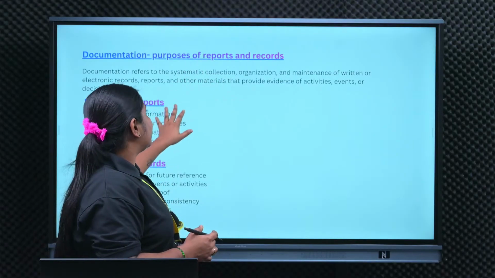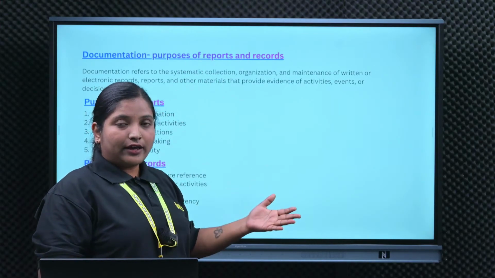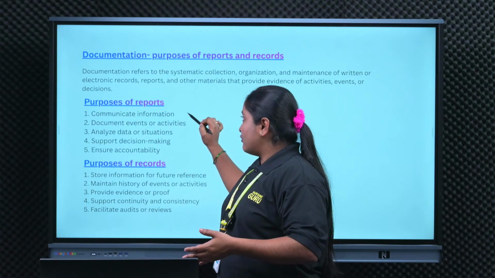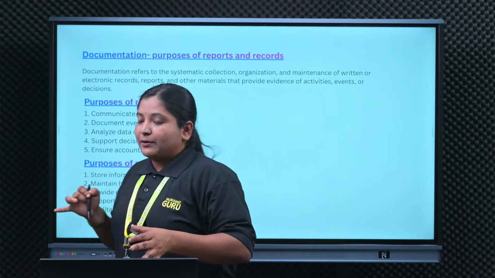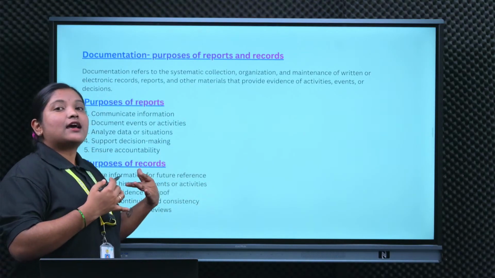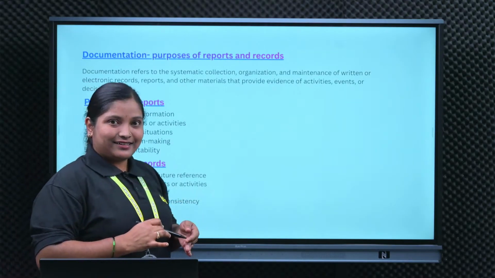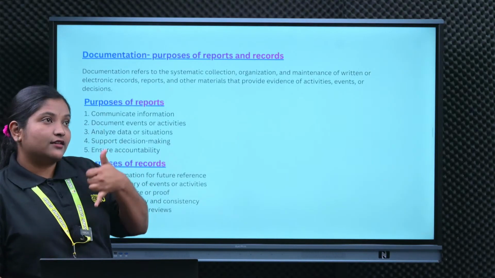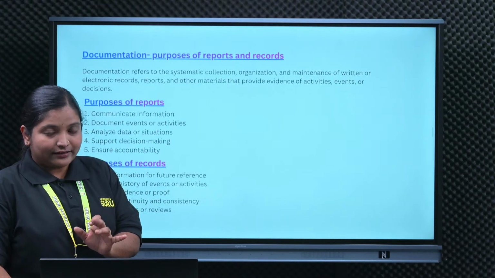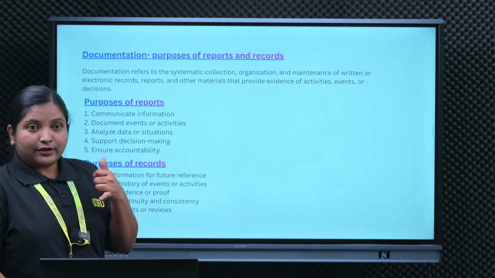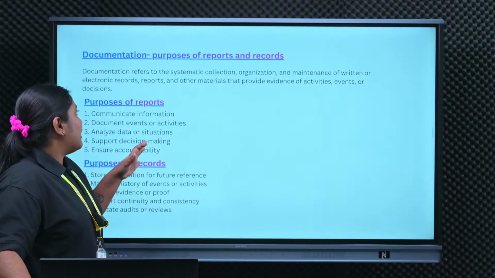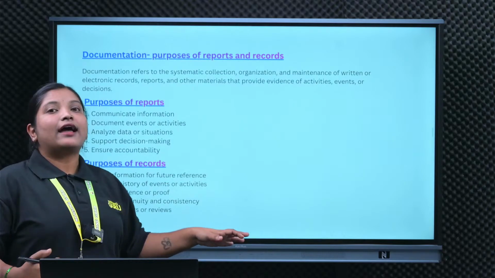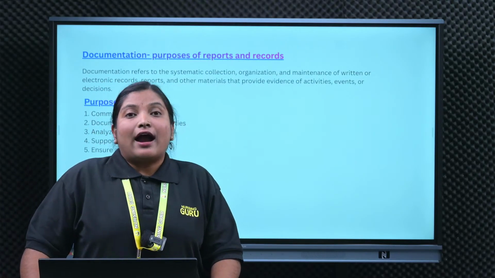So now we can see the purpose of reports. Why do we need to do this documentation? Let us know this one. Communicate information, okay. For example, one person is having the morning shift, another person is having the night shift. By the time you have to communicate, okay. You can't call and tell them every thing. While giving the charge, once you can tell, but again and again it is not possible. So for that reason, to communicate the information, document events or activities, whatever activities are taken by you, you have to document, okay.